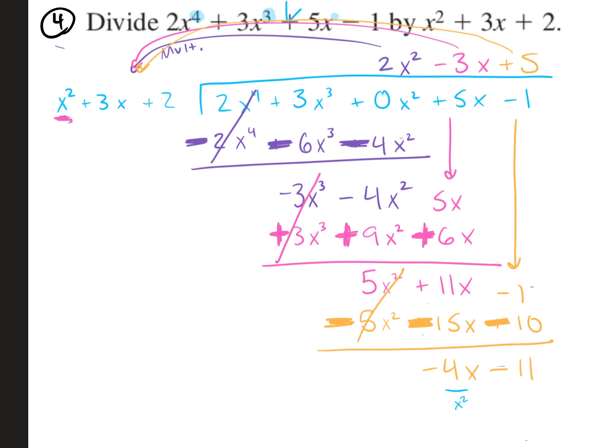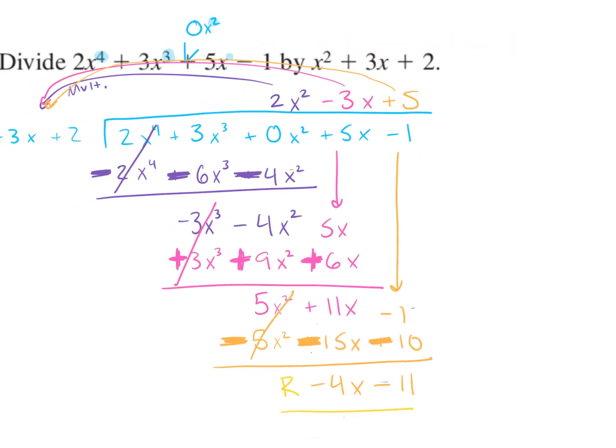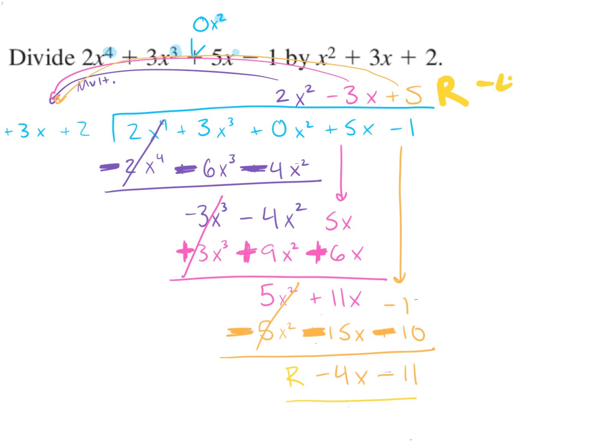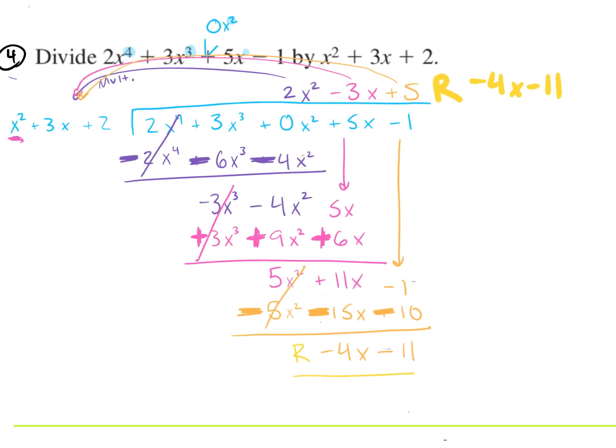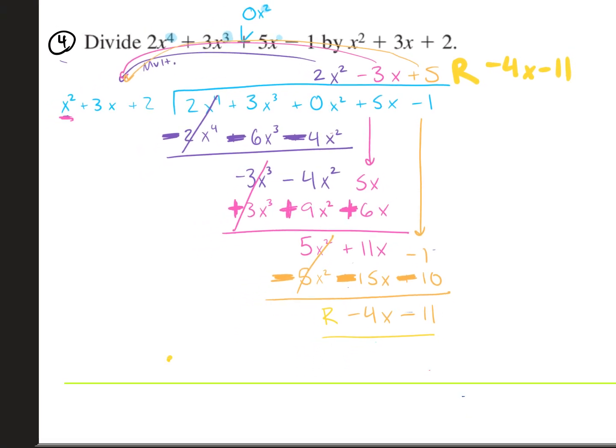Next, can I divide negative 4x by x squared? No. So what am I left with? That's our remainder. We can't divide an x by an x squared, so what we have left is our remainder. Our remainder here is negative 4x minus 11. So my final answer is just everything I wrote on top: 2x squared minus 3x plus 5, remainder negative 4x minus 11.